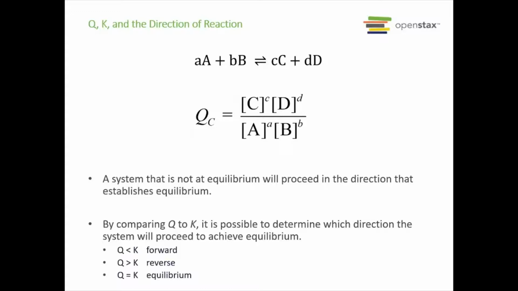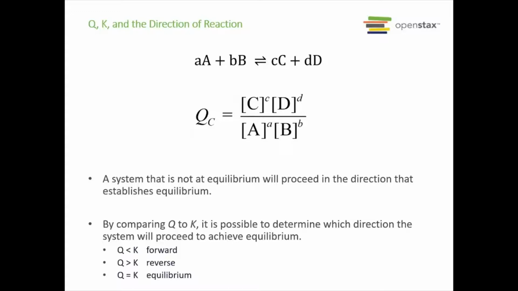Now we can use Kc and Qc to say what direction a reaction is going to proceed to establish equilibrium. What this means is whether it's going forward, which we might also say shifts to the right, or reverse, going to the left. We're able to say which of these is going to be happening.